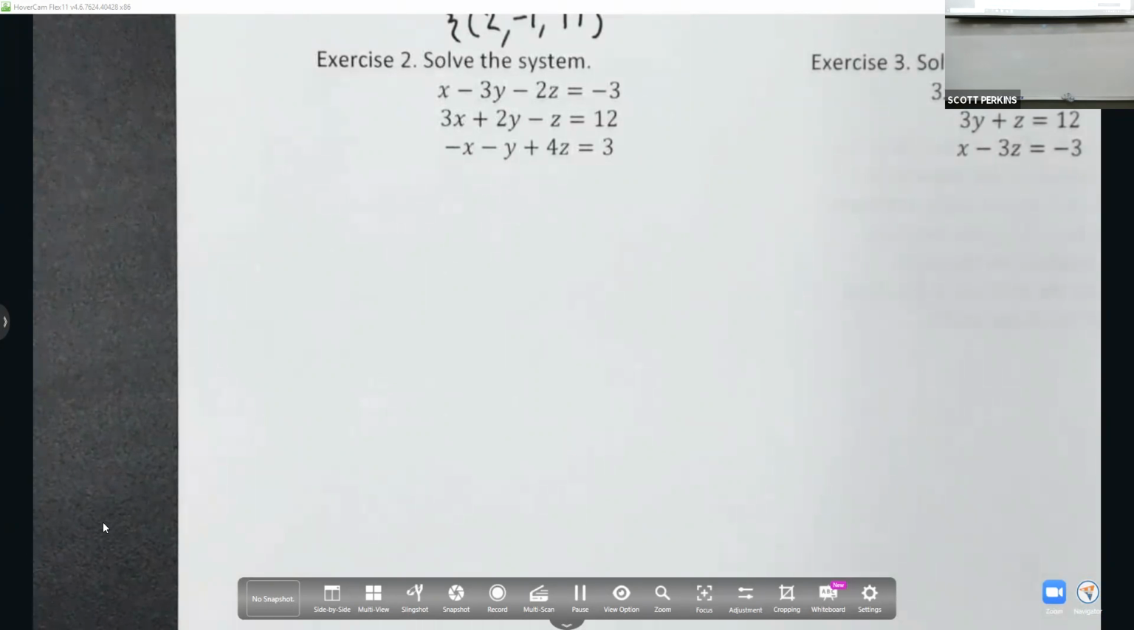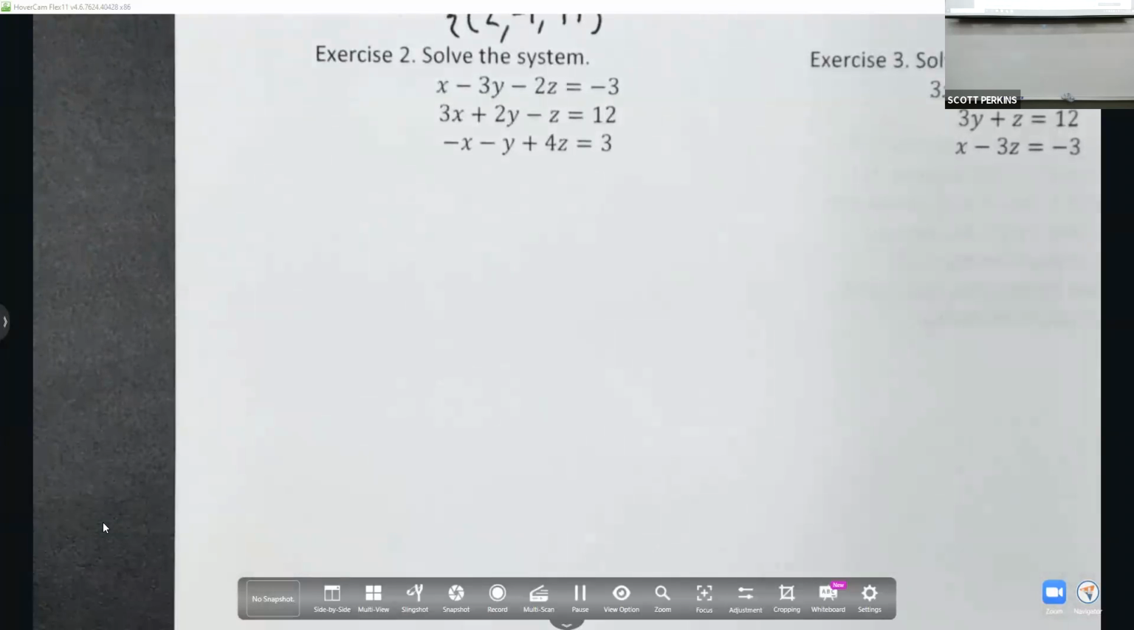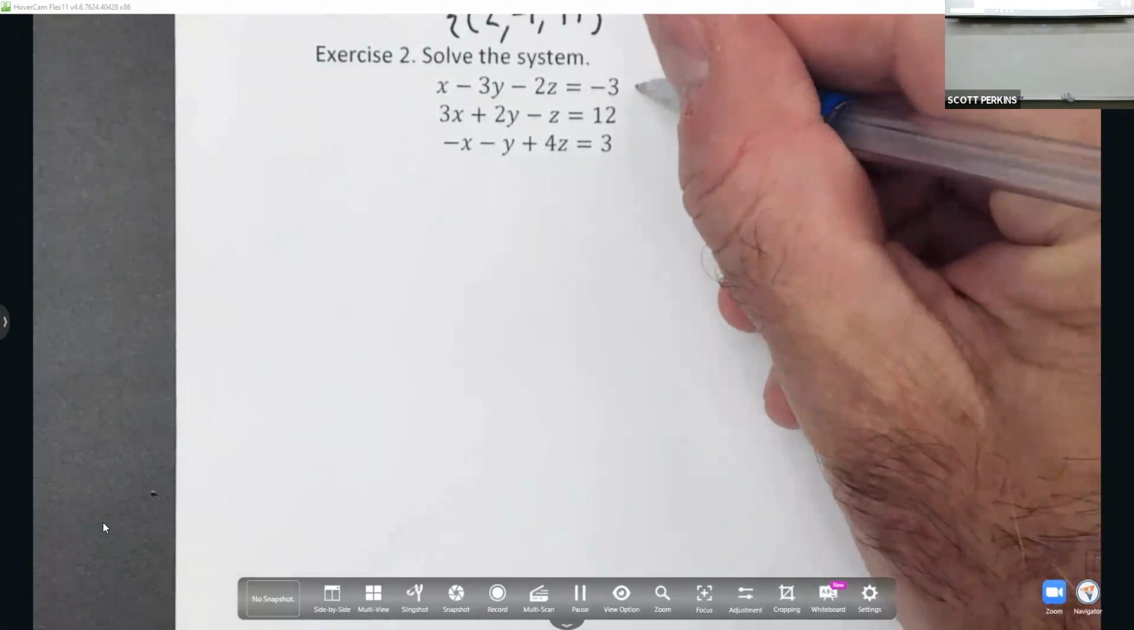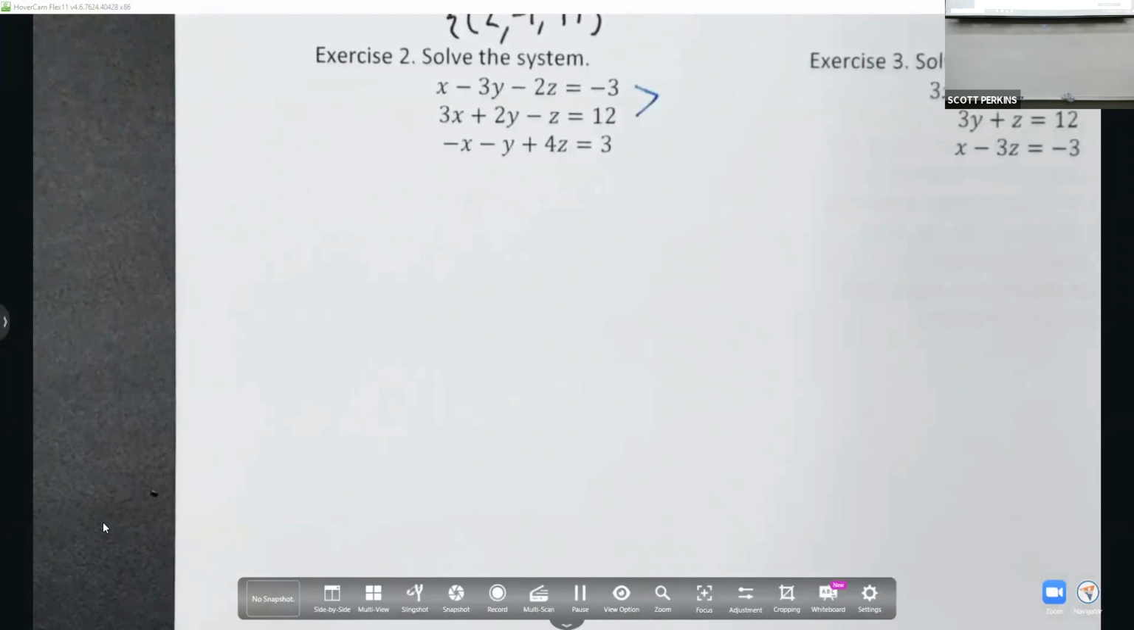Keep working. Again, the first thing I mentioned is eliminate the x's. The only reason I said that is just so we're all doing the same thing. You can start by eliminating any of the variables you want and just being consistent. So what I'm going to do, just to tell you my process, I am going to eliminate the x's out of the top and the middle.